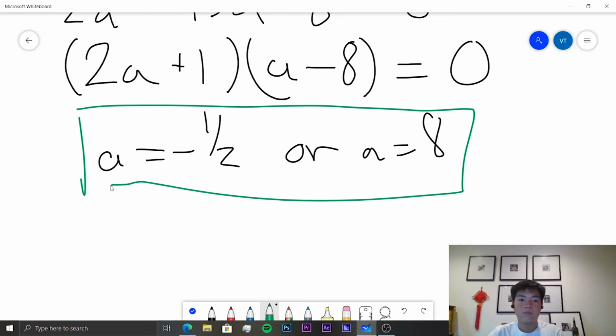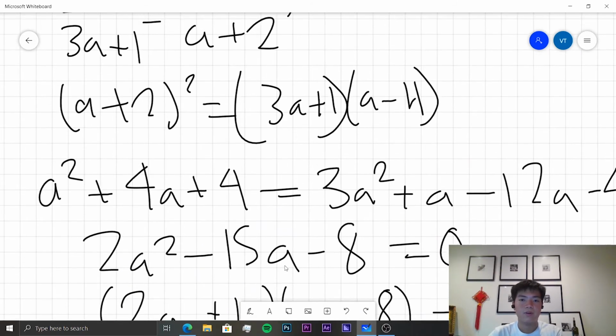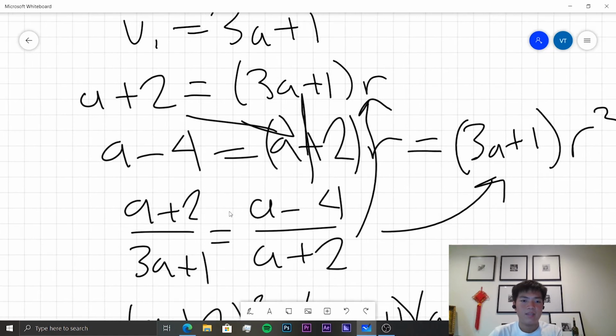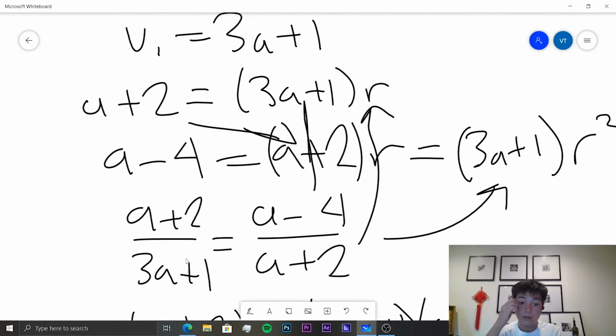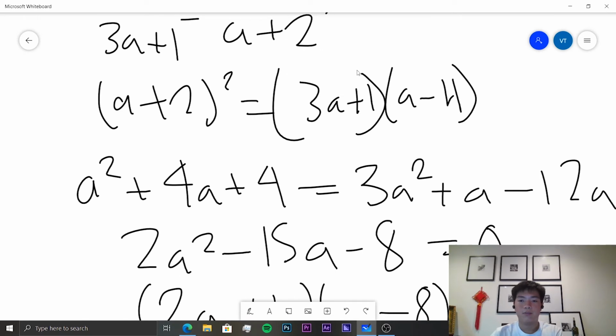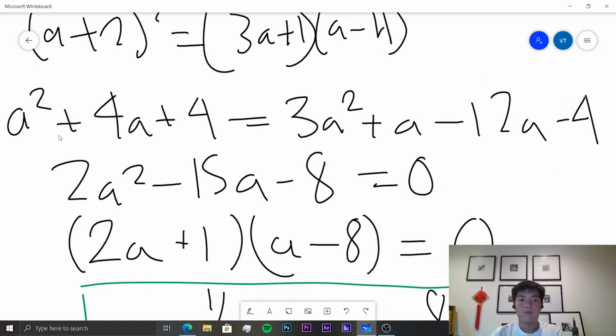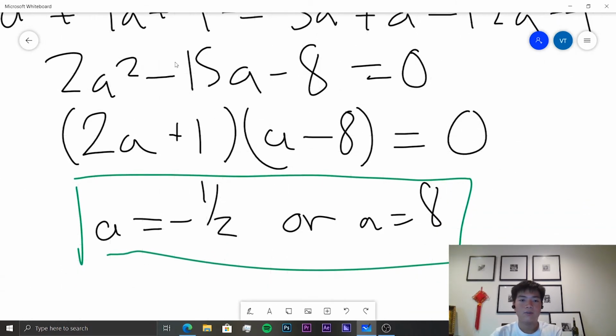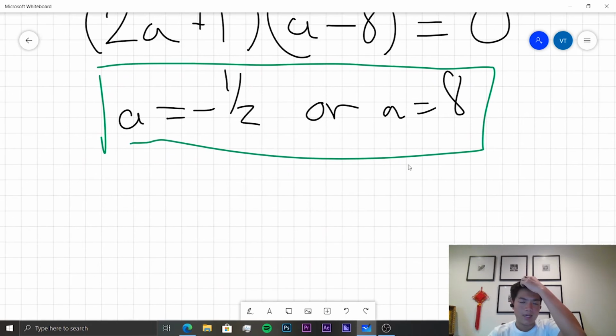Let me just go through what I've done. So more or less, we know that a plus 2 over 3a plus 1, which should be the common ratio, because this is the second term divided by the first term, is equal to the third term divided by the second term. In a geometric series, that's always true, and so we cross multiply. So we multiply both sides by 3a plus 1, multiply both sides by a plus 2. So we get a plus 2 squared equals 3a plus 1 times a minus 4, and therefore a squared plus 4a plus 4 is equal to 3a squared plus a minus 12a minus 4. So it simplifies into a quadratic, which we can solve to get a.